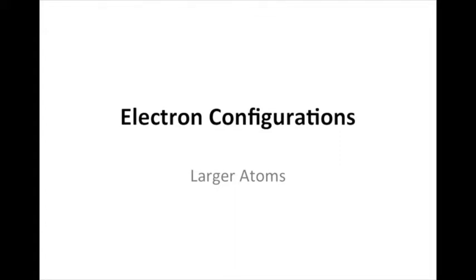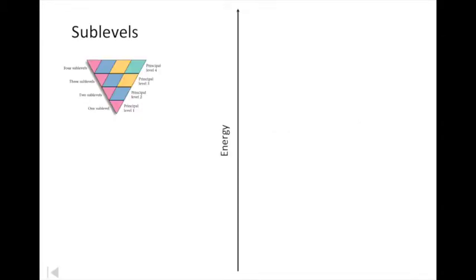In this video, we are going to practice drawing the electron configurations for some of the larger atoms on the periodic table. For atoms with a lot of electrons, we follow the same rules that we use for writing electron configurations for atoms with very few electrons. The only thing we need to keep in mind is the order in which the orbitals are going to be filled.